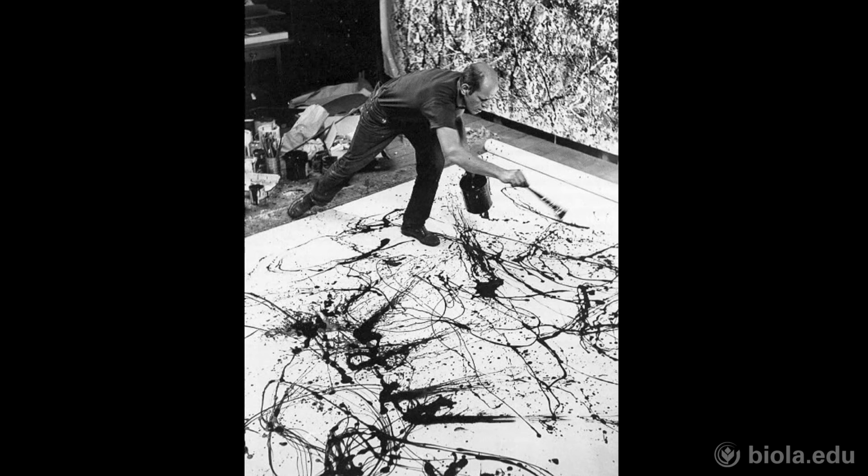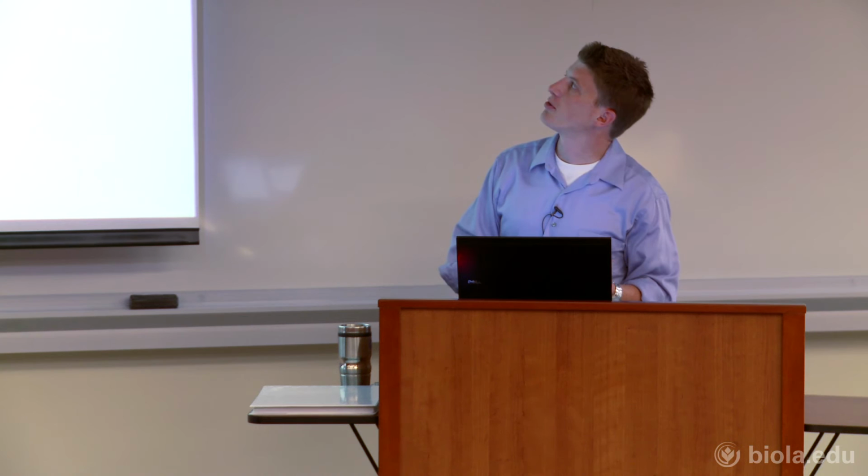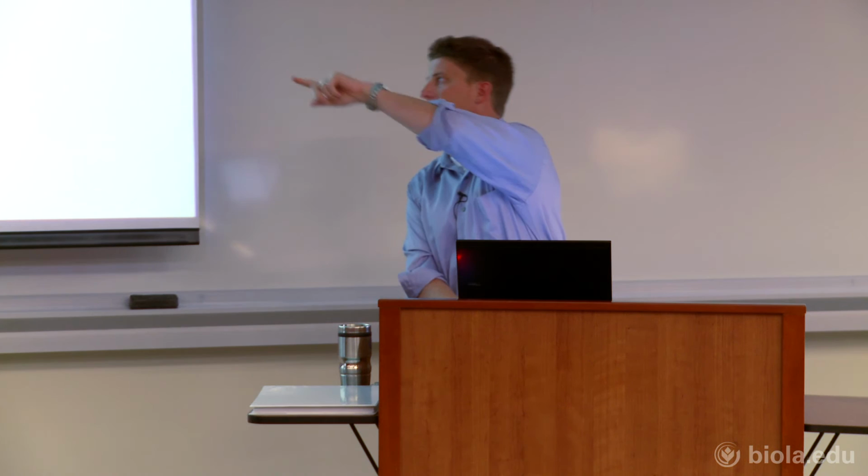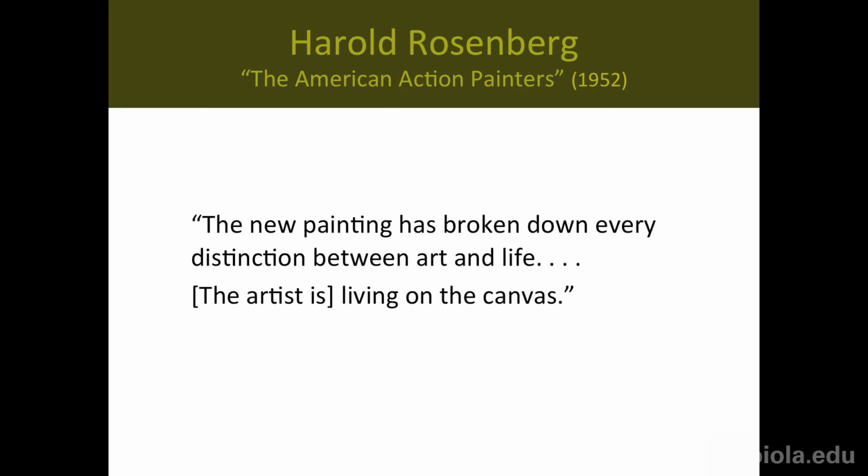Okay, this is some review. Rosenberg sets the course for thinking about this in saying the new painting has broken down every distinction between art and life. The artist is living on canvas. Rauschenberg wants to take that and take it further, really sort that out and take it to its logical end. So how does he do this?